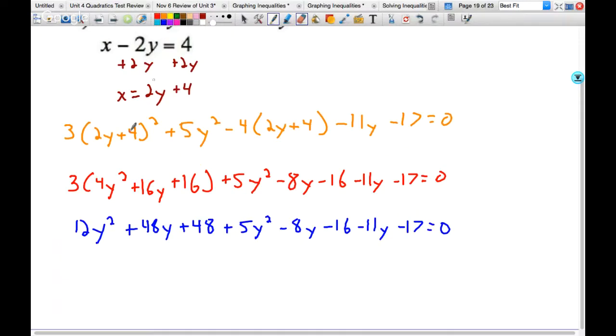All right, combine like terms. 17y squared, 48, negative 8, and then negative 11 should be 29y. 48 minus 16 minus 17. We'll get a 15.